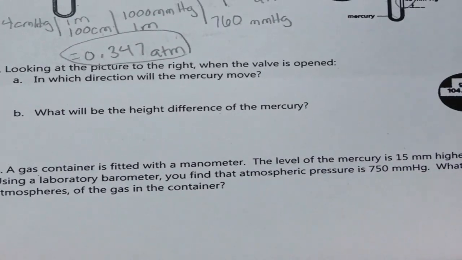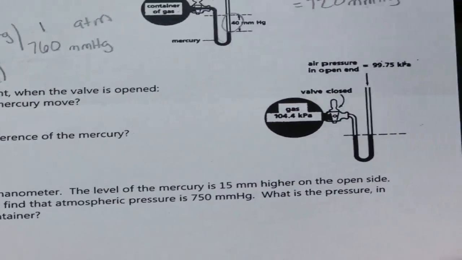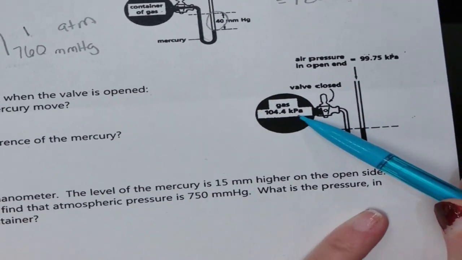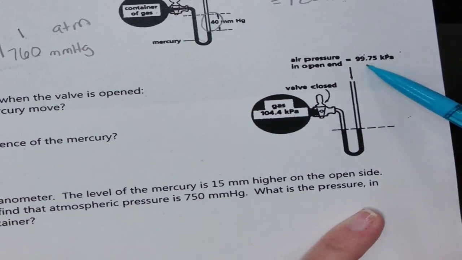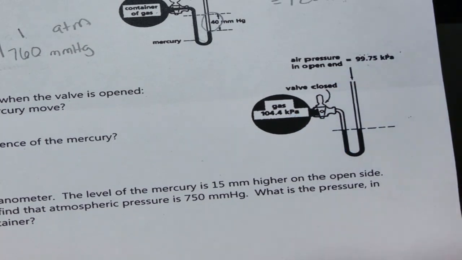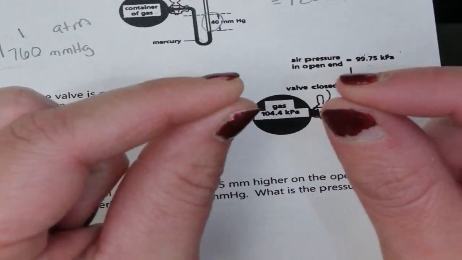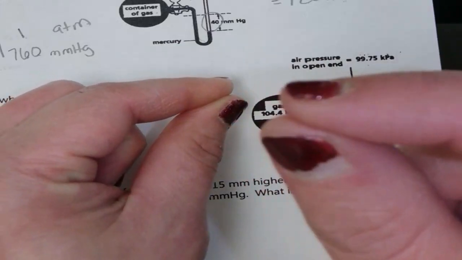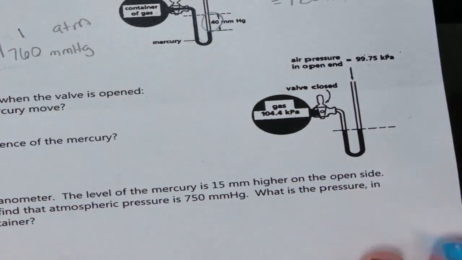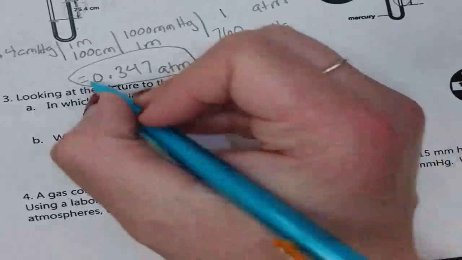So let's check out number 3. Looking at my picture, in which direction will the mercury move? All right, so here we go. My pressure of the gas is 104.4, and the air pressure is 99.75. So my gas is larger than my air pressure. So again, using my fingers as our example, the gas is larger, so the gas is going to be pushing down and pushing the mercury up toward the atmosphere. So my mercury is going to move toward the open end.